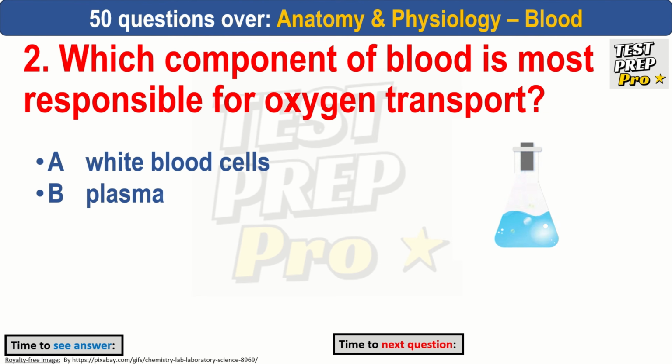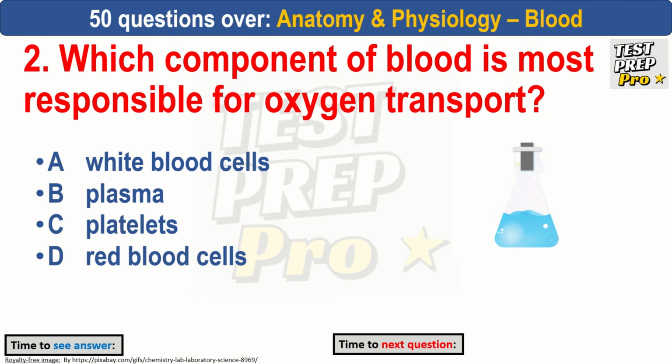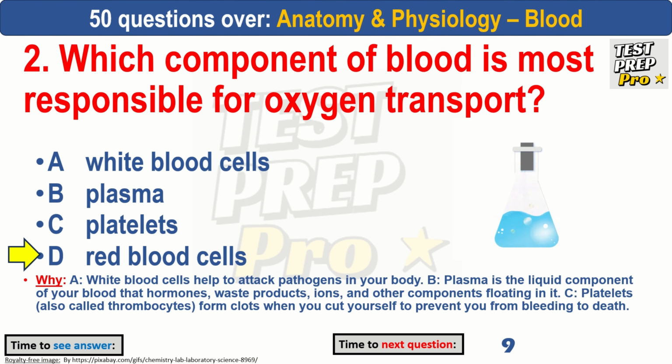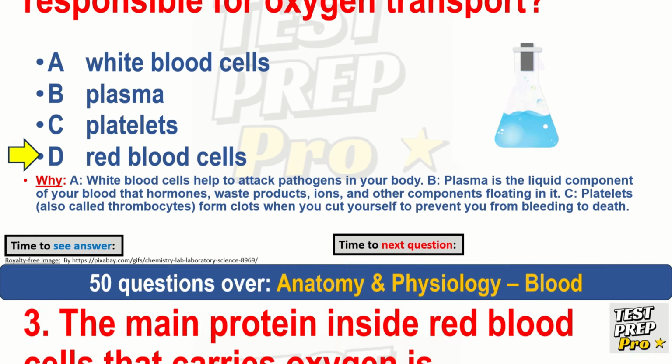Which component of blood is most responsible for oxygen transport? Is it A, white blood cells, B, plasma, C, platelets, or D, red blood cells? It's going to help you transmit gases. It's going to be red blood cells. Red blood cells, they're rich in hemoglobin, and oxygen will bind to it temporarily as it goes through your blood, and it's going to make the blood look bright red.